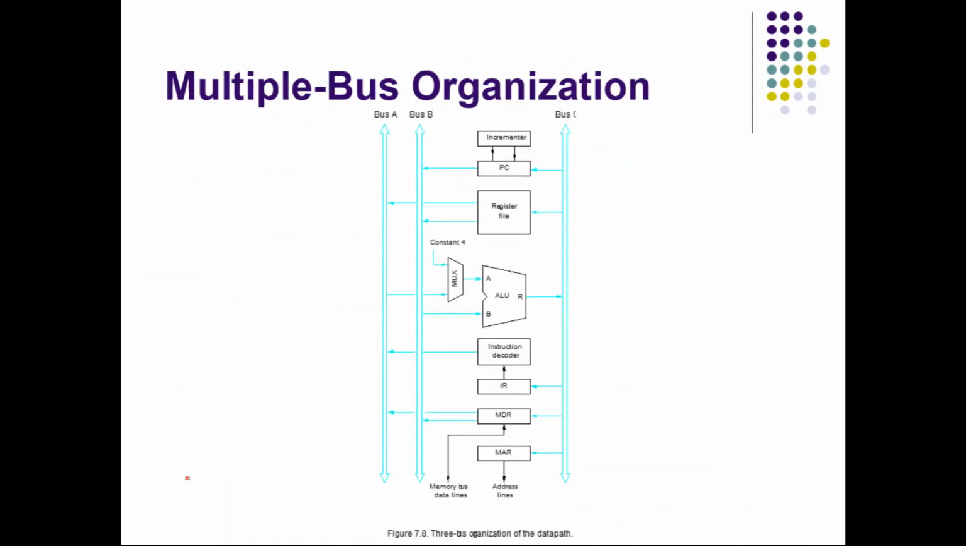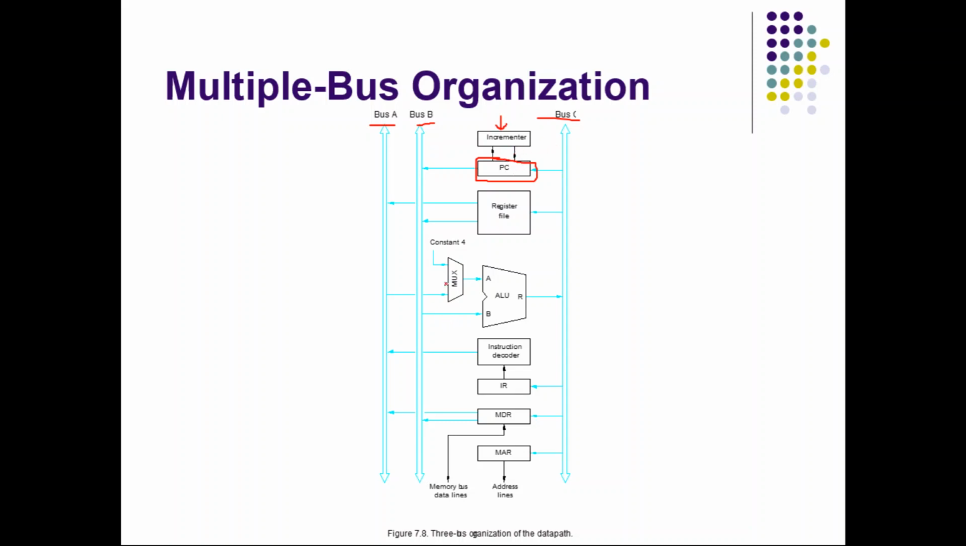So this is another architecture where we have 3 buses. You can see there are 3 buses: bus A, bus B, and bus C. Okay, and another important thing is, an incrementer is attached to the PC. So using this, PC can be auto incremented; every time, automatically, PC will increment by 4.